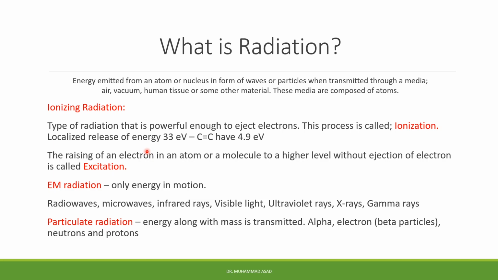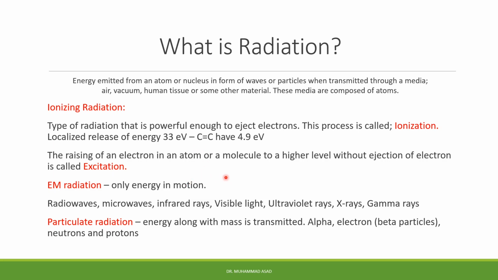When a single event of ionization occurs, it releases 33 electron volt of energy, and we all know that for a carbon bond to break we need only 4.9 electron volt of energy, and this is approximately 6 times more energy. That is enormous energy, and that is the reason that this ionizing radiation is destructive and is beneficial, in that it will cause the cell death of cancerous cells.